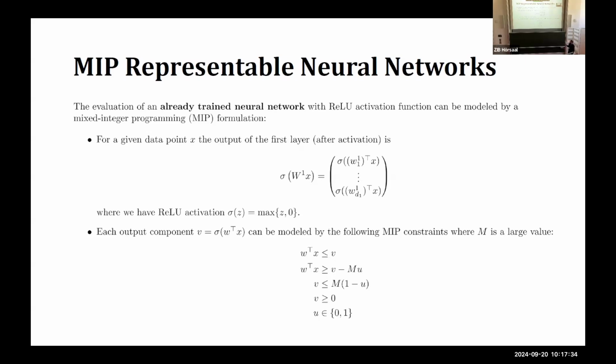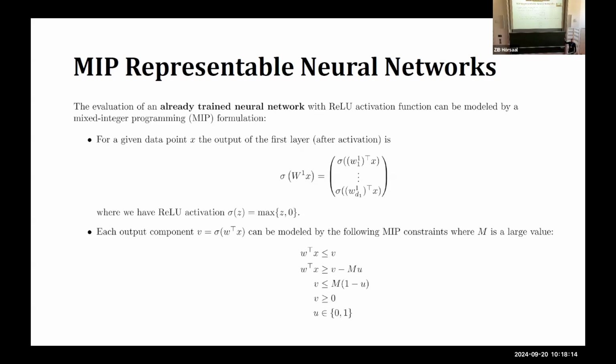If you take the other case, if U is 0, then you see here this term gets 0. So now you have W transpose X lower equal V and greater equal V, so it must be equal to V. This means that exactly the neuron is activated, so the W transpose X goes through. And the other constraints are not violated in this case because you have these big M's here. Big M is just a very large value such that these constraints are not violated. Okay, so this is the way to model one neuron.